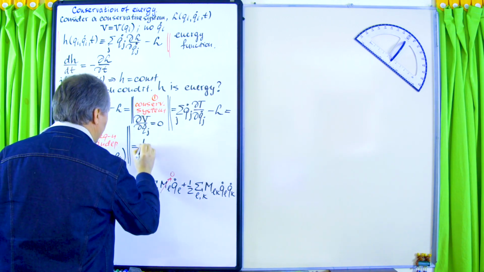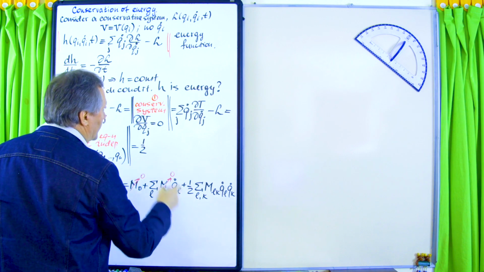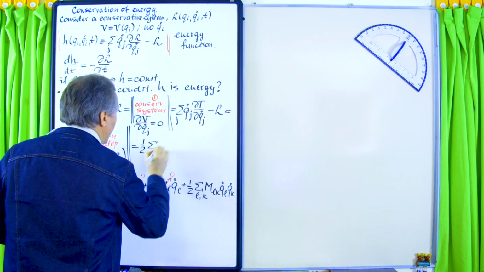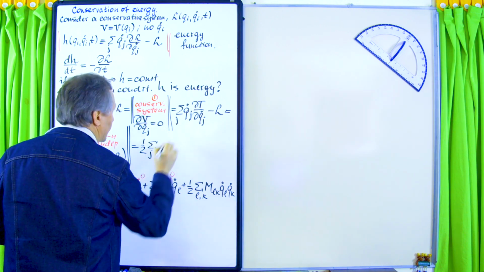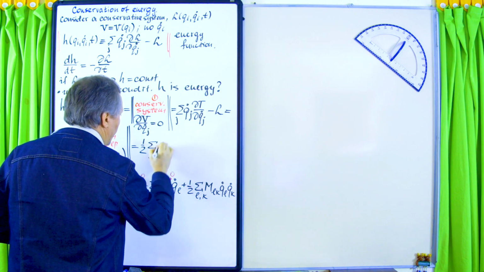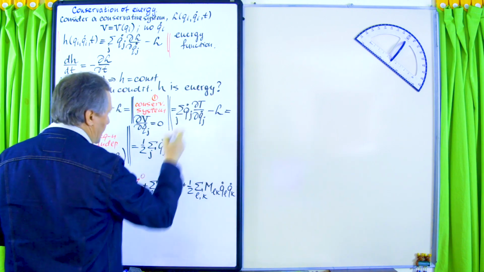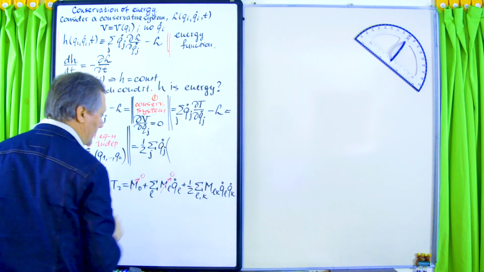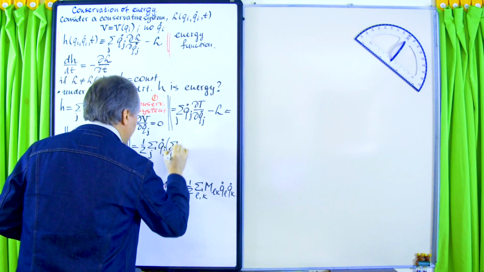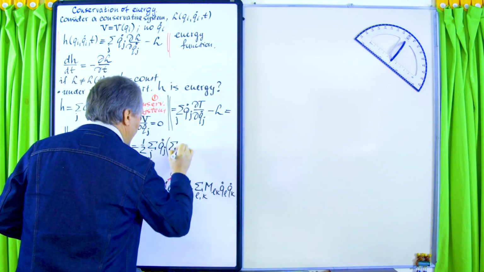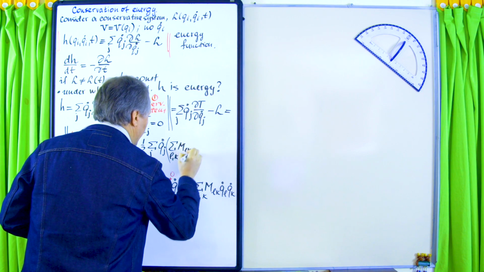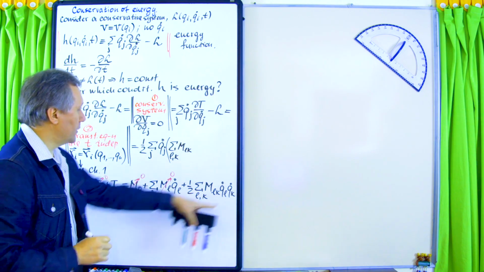Yeah, let me take it outside. 1 over 2, then summation over j, right? Then qj dot. I'm just rewriting this. And now that's this construction. Summation over lk, mlk, all right, ql dot.